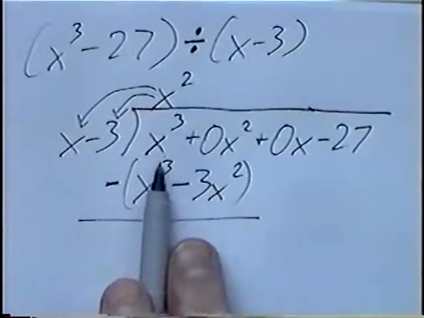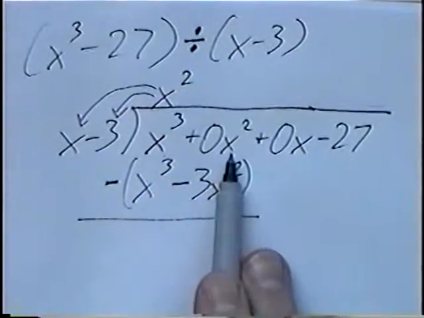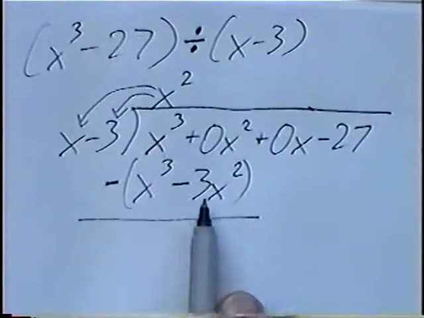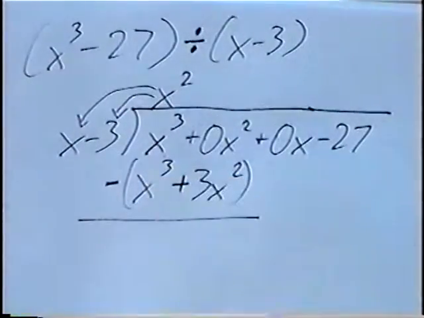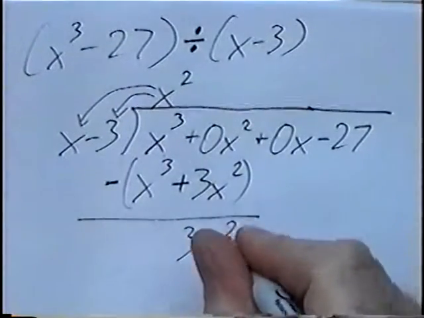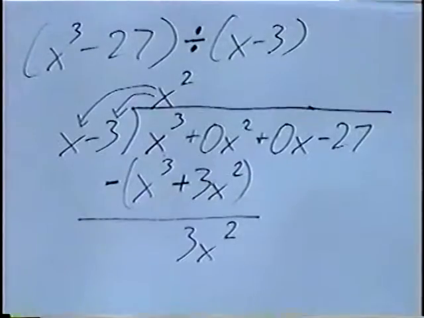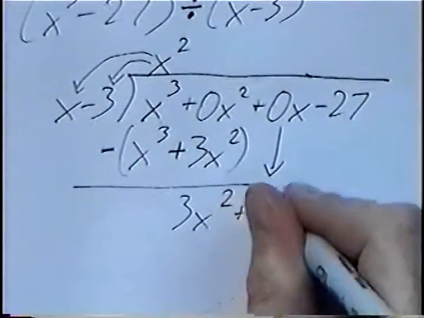The first term should always cancel out. X cubed minus x cubed will cancel. And 0x squared minus a negative 3x squared: minus a negative will be adding 3x squared. So 0 plus 3 will be 3x squared. Dropping the next term down, 0x.